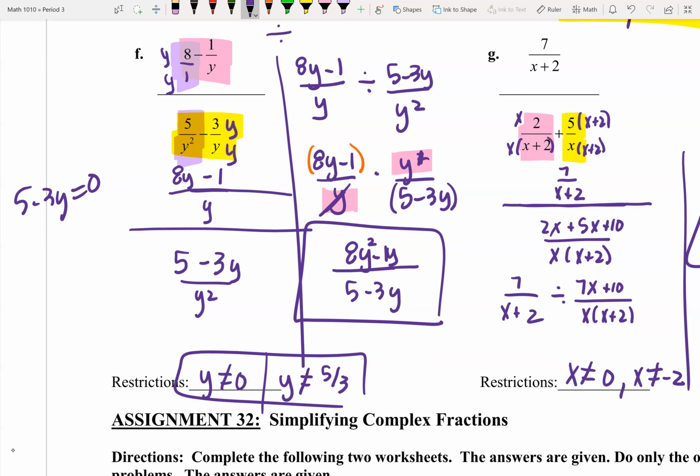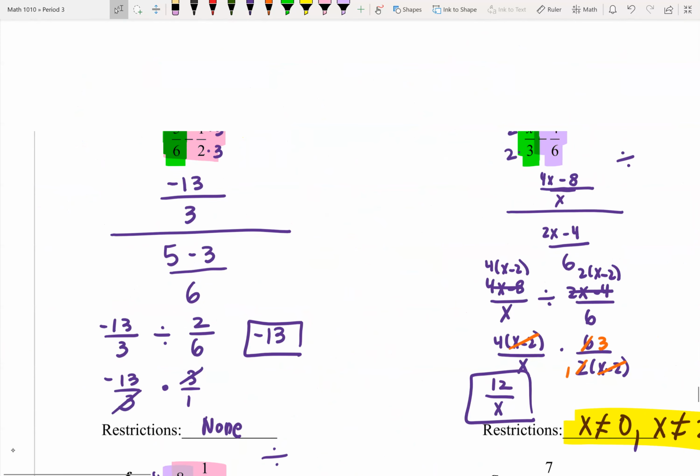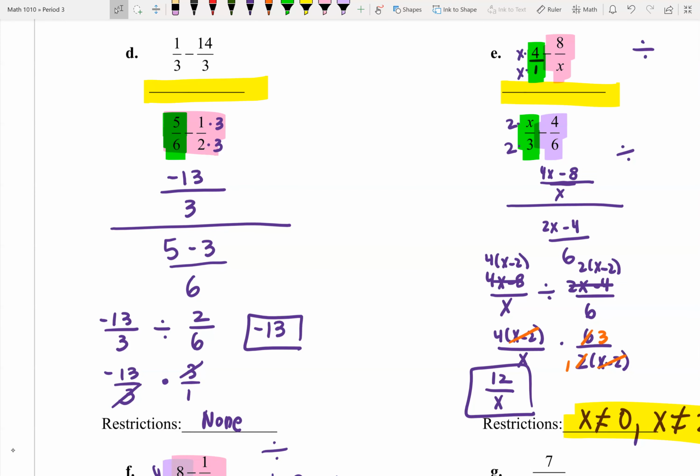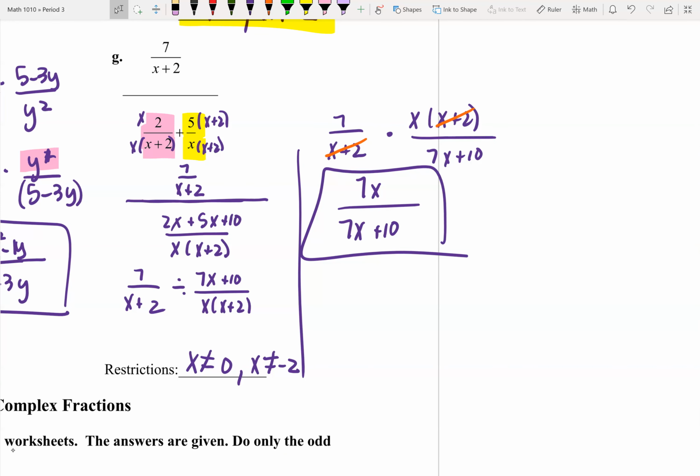Okay? Yes, honey? So on G, would one of the restrictions be like... Which one? G, like the example G. Okay, gotcha. So would you also have a restriction of like negative 10 over 7? Yes, I should have listed that, honey. Thank you so much. X can't be negative 10 over 7 because of this guy right there. I love that you corrected me, honey.